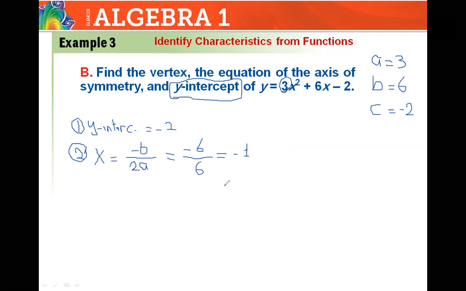So as Abdulaziz said, we get the y-intercept by getting the value of c directly. We get the equation of the axis of symmetry by substituting in the rule negative b over 2a, negative the coefficient of x over the coefficient of x squared, and we get the value, which is negative 1. Complete with me.